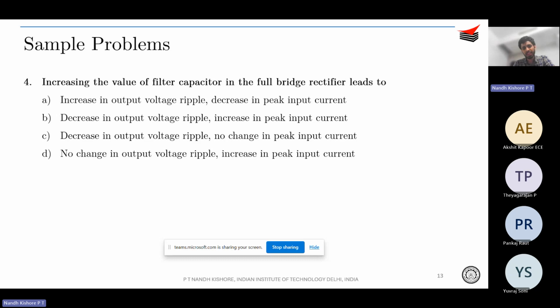Increasing the value of filter capacitor in the full bridge rectifier leads to what? Increase in output voltage ripple? No. Decrease in output voltage ripple? Increase in peak input current? Correct. Decrease in output voltage ripple? No change in peak input current? No. No change in output voltage ripple? Increase in peak input current? No.